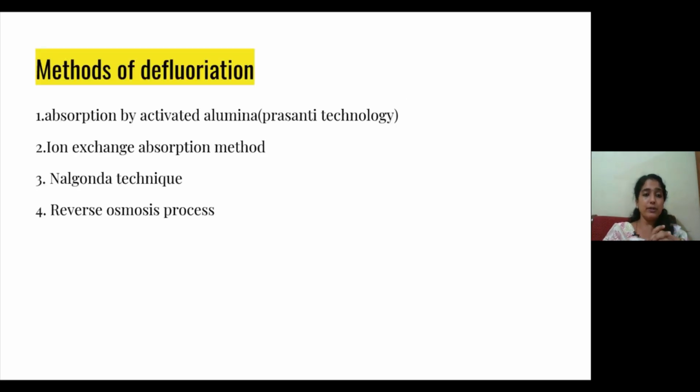Then the methods of defluoridation. There are 4 methods. The first one is adsorption by activated alumina, which is also called Prashanthi technology. Then the ion exchange adsorption method. Then the Nalgonda technique. Then the reverse osmosis process.